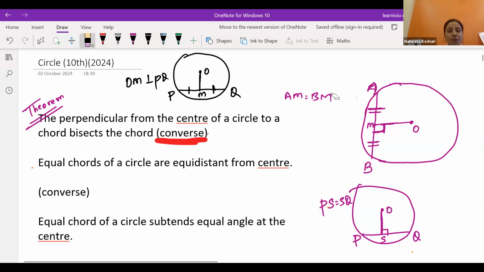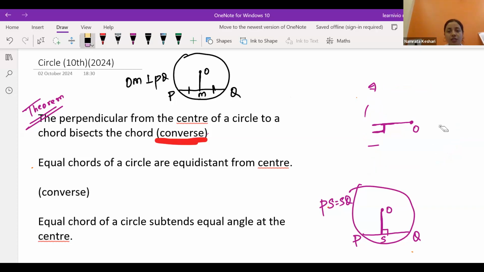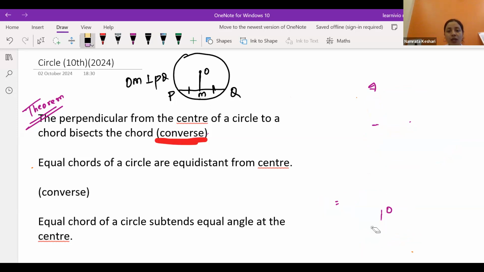Okay, the next one, equal chords of a circle are equidistant from the center. Again, one of the theorems from class 9. I am just explaining to you the uses and the meaning of these theorems. Just a moment, let me take the next one. So if we are having a circle and in that circle we are having two equal chords, and both are equal in length.